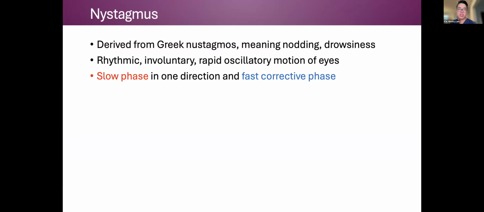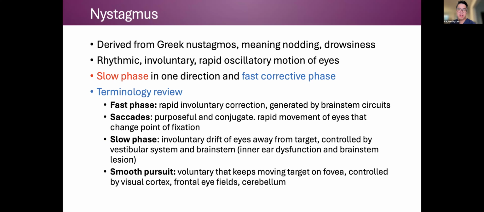There are two stages of nystagmus: a slow phase and then a corrective fast phase. Just as a terminology review, because I don't want to confuse these things: the fast phase is a rapid involuntary correction, but there are also saccades, which are purposeful and conjugate, relying on actually moving our own eyes, a saccade towards a point of fixation. The slow phase is an involuntary drift of the eyes, and smooth pursuit is voluntary and keeps the target on the fovea.